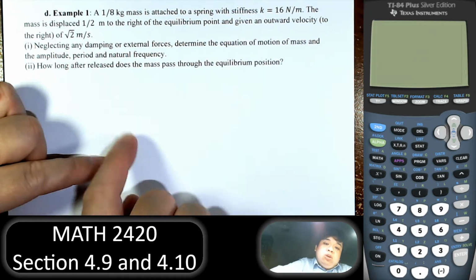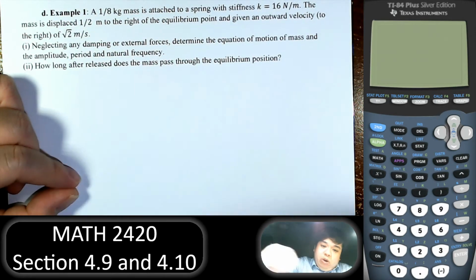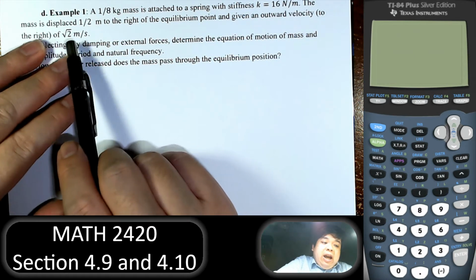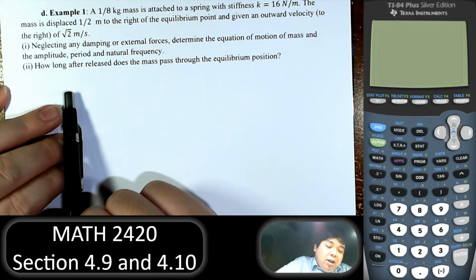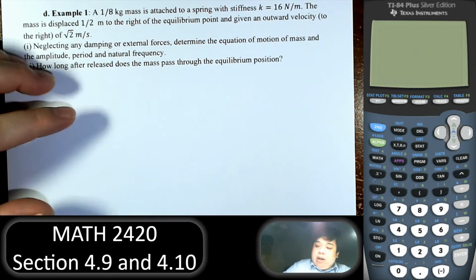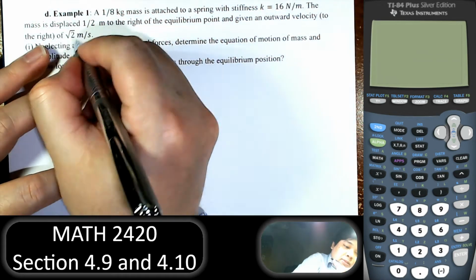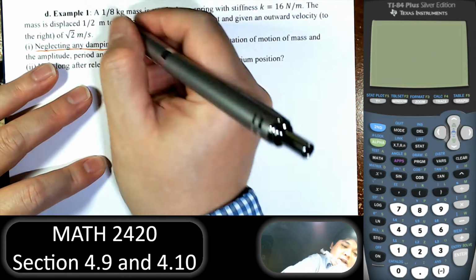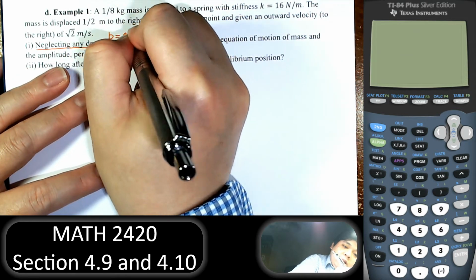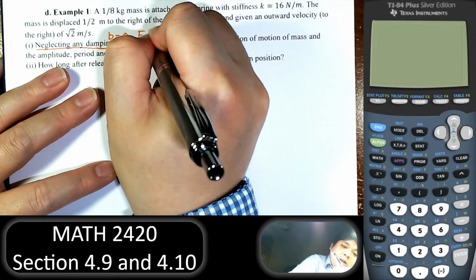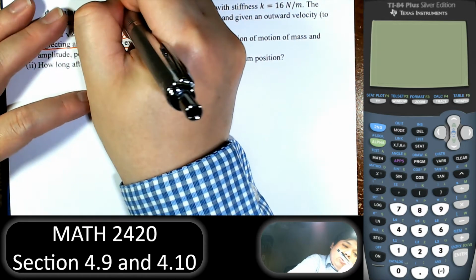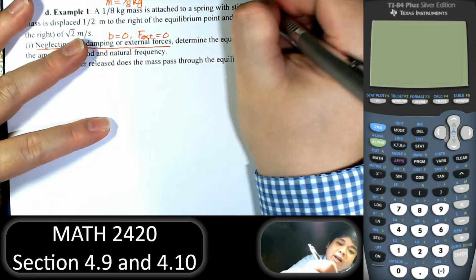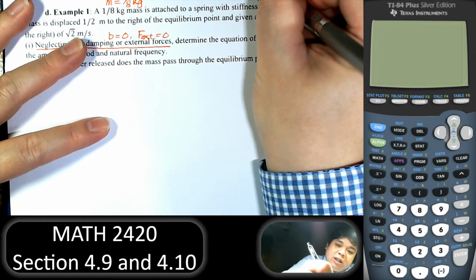And given an initial velocity, so not only do we pull, we also give it a push to the right at square root of 2 meter per second, neglecting any damping and external force. So assume that there is no damping and no external force. So b is equal to 0, external force equal to 0, mass equal to 1/8 kilograms, and spring constant 16 Newton per meter.